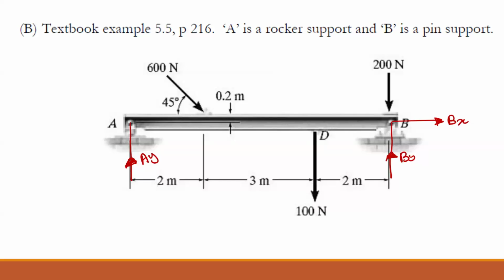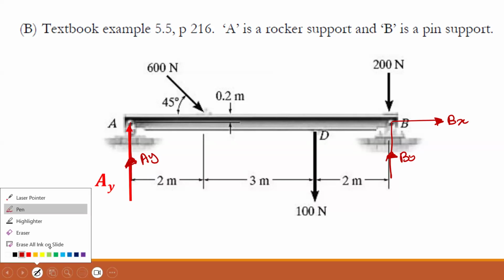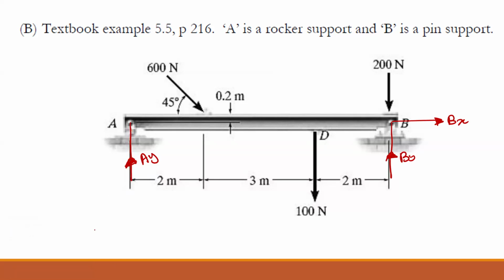We need to apply the 3 conditions of equilibrium. Before applying the 3 conditions of equilibrium, we may need to divide this force into 2 components because we have a slanted force here. So you can divide this into 2 components and ignore this. So this will be 600 sine 45 and this will be 600 cos 45.